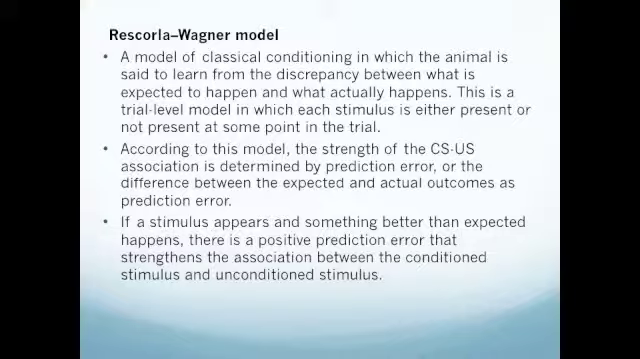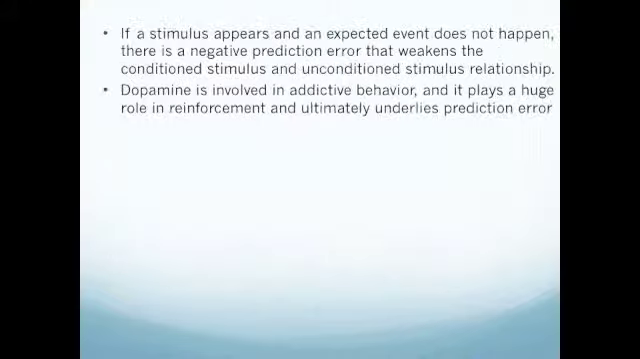If a stimulus appears and something better than expected happens, there is a positive prediction error that strengthens the association between the conditioned stimulus and unconditioned stimulus. On the other hand, if a stimulus appears and an expected event does not happen, there is a negative prediction error that weakens the conditioned stimulus and unconditioned stimulus relationship.